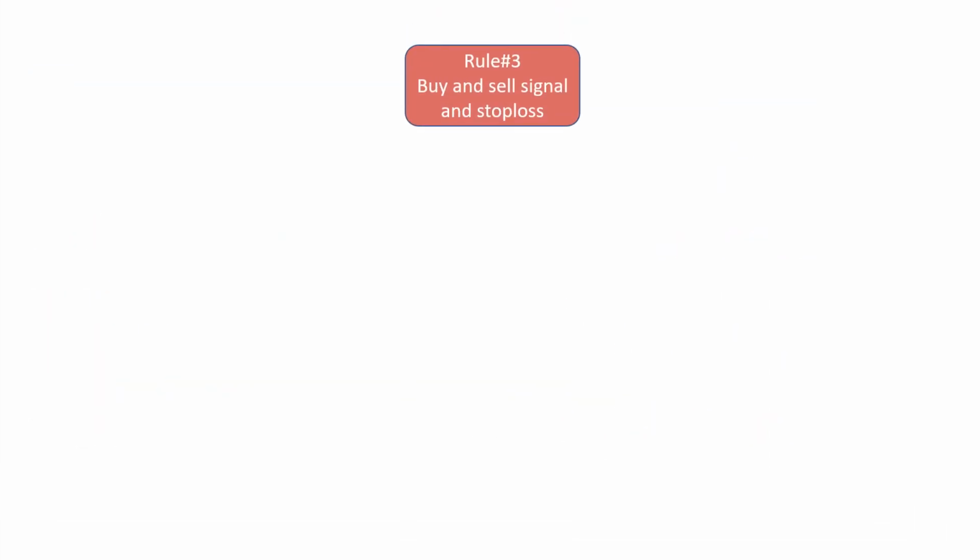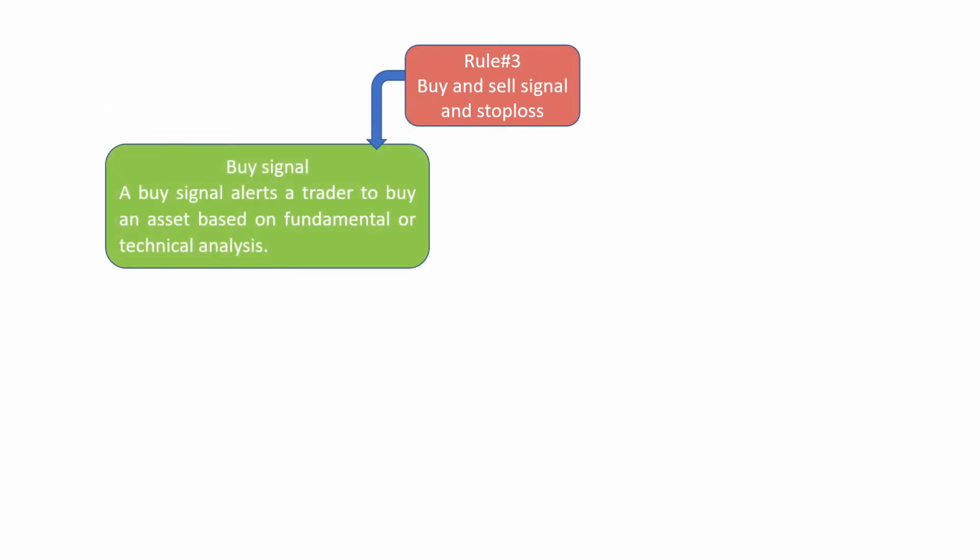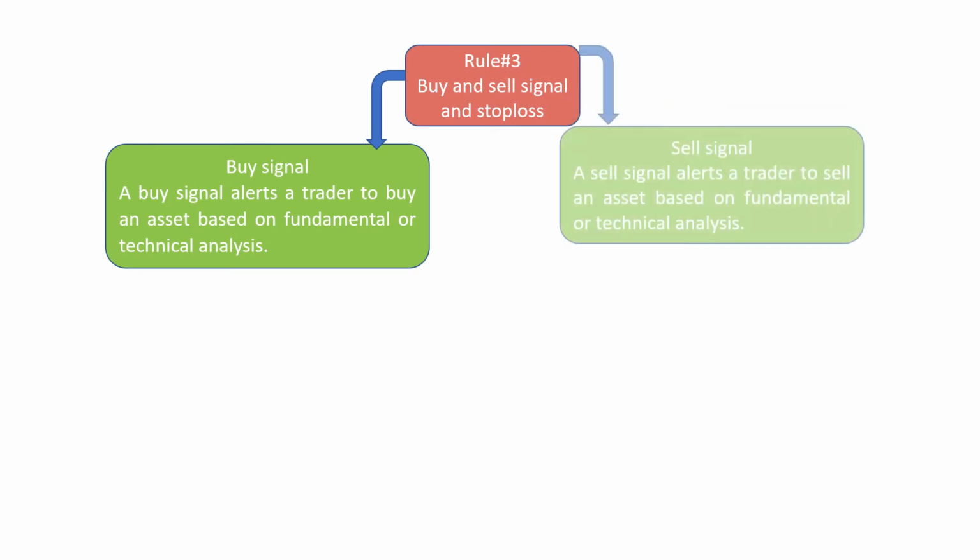Rules for buy and sell signals, and also a stop loss. A buy signal alerts a trader to buy an asset based on technical or fundamental analysis. A buy signal can be observed by reversal patterns such as a hammer when the price comes into support and reverses back, or breaks the resistance and continues going upward.